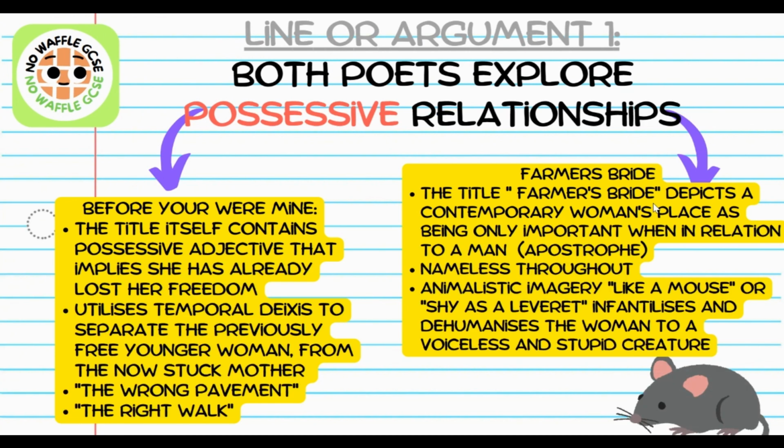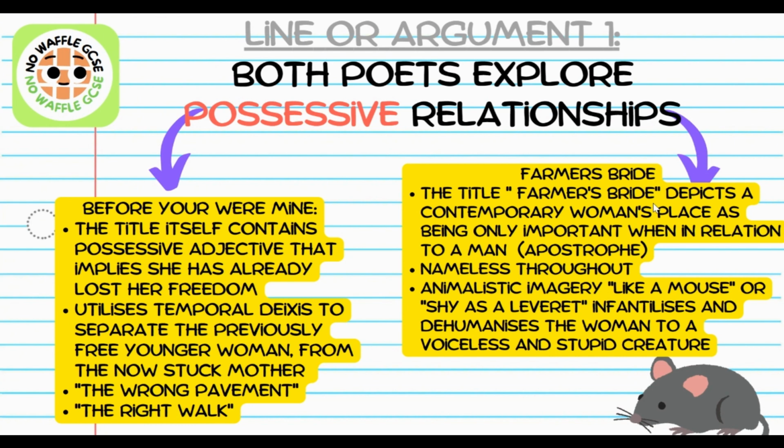The first subpoint is talking about Before You Were Mine. The title itself contains a possessive adjective that implies that she has already lost her freedom. Mine is a possessive adjective. It also utilizes temporal deixis to separate the previously free younger woman from the now stuck mother. The wrong pavement and the right walk.